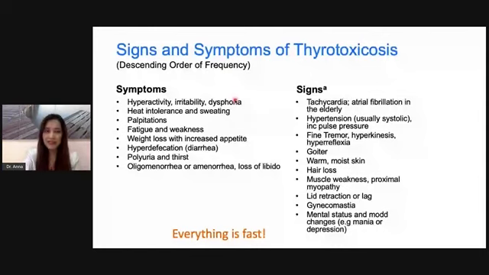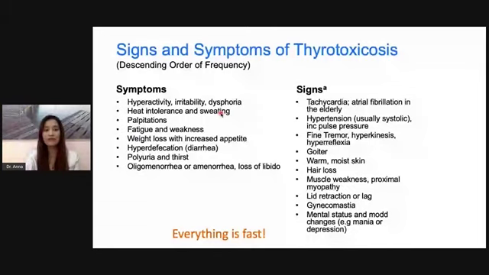They will have heat intolerance and sweating because of increased thermogenesis, because the body is trying to dissipate the excess heat. This patient would have warm, moist skin, and excessive sweating in order to dissipate the excessive heat from the excessive thermogenesis.